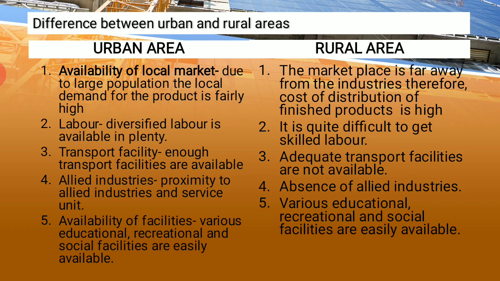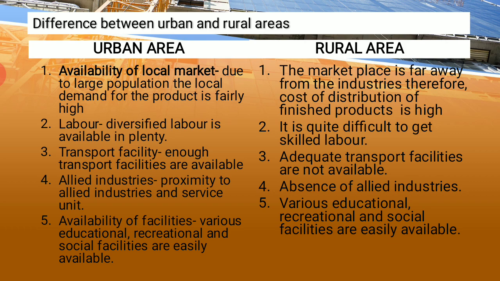On the other hand, in the rural area the marketplace is far away from the industries, therefore the cost of distribution of finished goods is high. That means the local market is available in the urban area, whereas in the rural area the marketplace is quite at a far place. Let us come to the point of difference number 2, labor. Diversified labor is available in plenty in the urban area because it is a combination of so many people together.